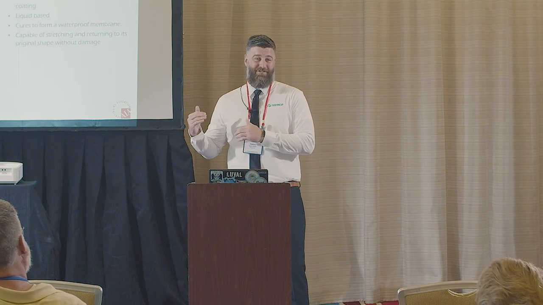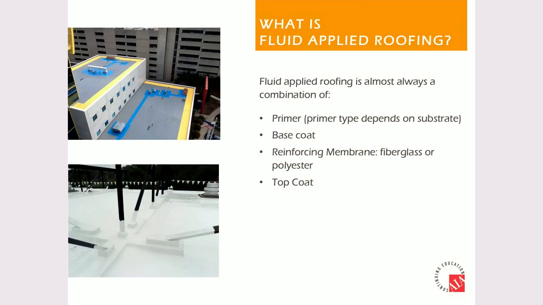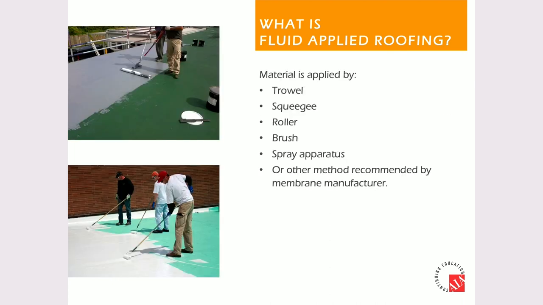One of the applications of fluid applied is that you just run it all the way down to the leader of the plumbing vent or the drain bowl, and it makes a monolithic surface, so you don't have to worry about that compression ring anymore. So that's basically what fluid applied roofing is. It forms a monolithic membrane. It's typically a very nuts and bolts application: a primer, a base coat, a reinforcing mesh, and a top coat. It's a very standard, run-of-the-mill fluid applied system.